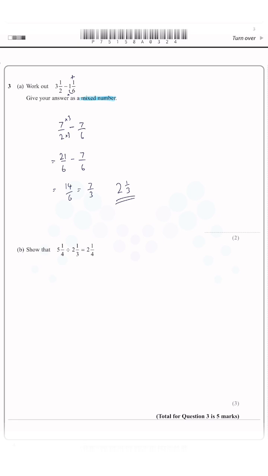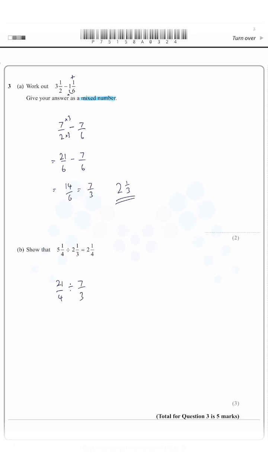Show that 5 1/4 divided by 2 1/3 is equal to 2 1/4. So I'm going to start with changing my fractions into improper fractions. So 5 times 4 is 20, add 1 is 21 over 4. And that's going to be divided by 2 times 3, which is 6 plus 1, which is 7 over 3.